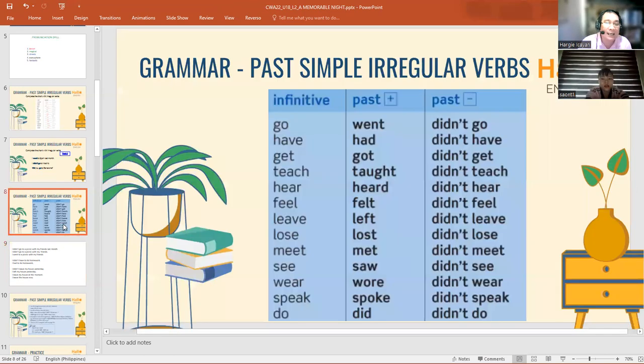Okay, next, what about when we say "wear"? Didn't wear.